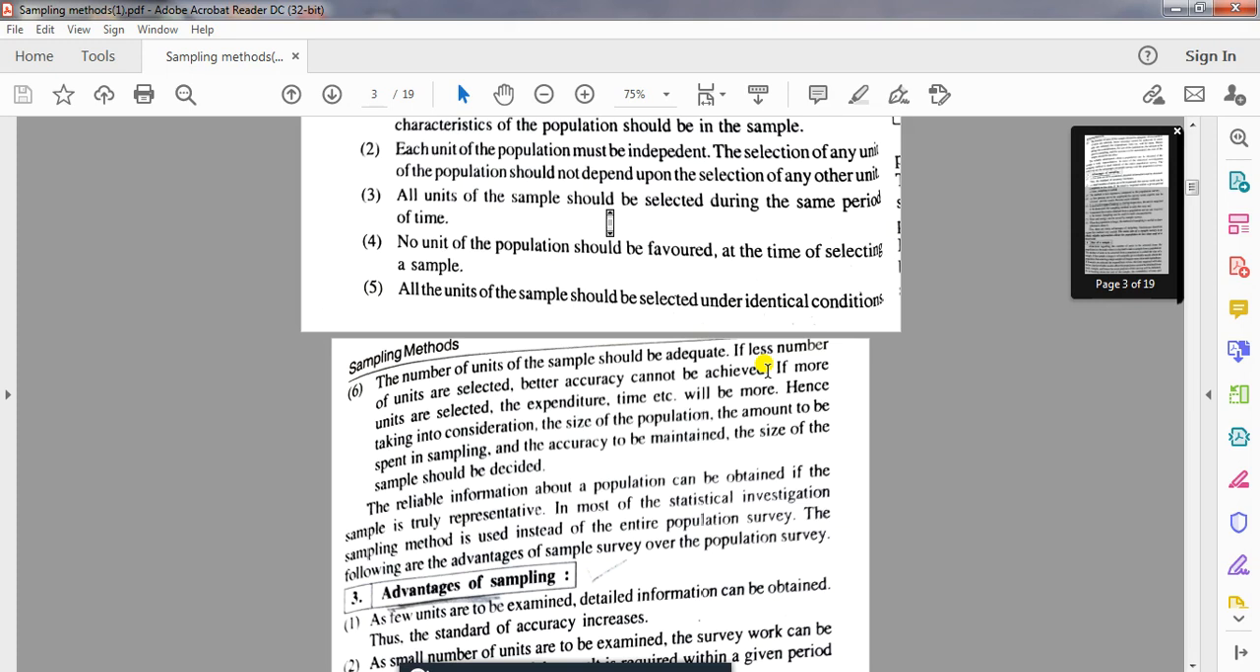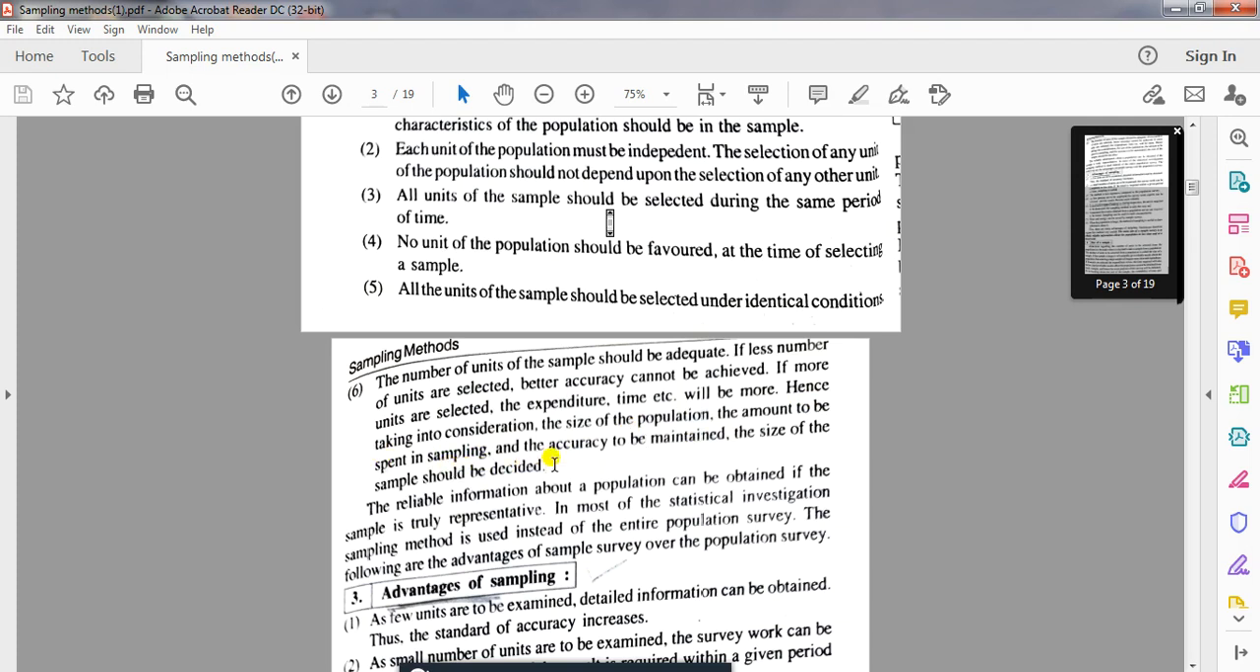So here, the more data you collect, the better. But at the same time you have to consider your strength, your time frame, your money condition, whatever it is, that comes at the second stage. If more units are selected, the expenditure, time, etc. will be more. Hence, taking into consideration the size of the population, the amount to be spent in the sampling, and the accuracy to be maintained, the size of the sample should be decided.